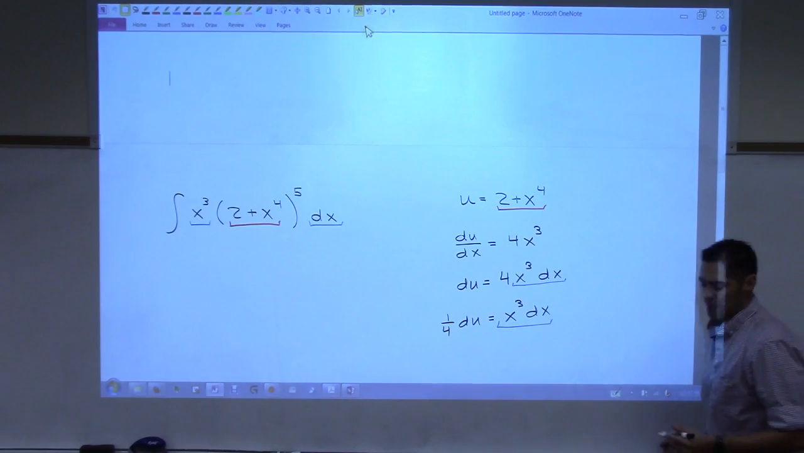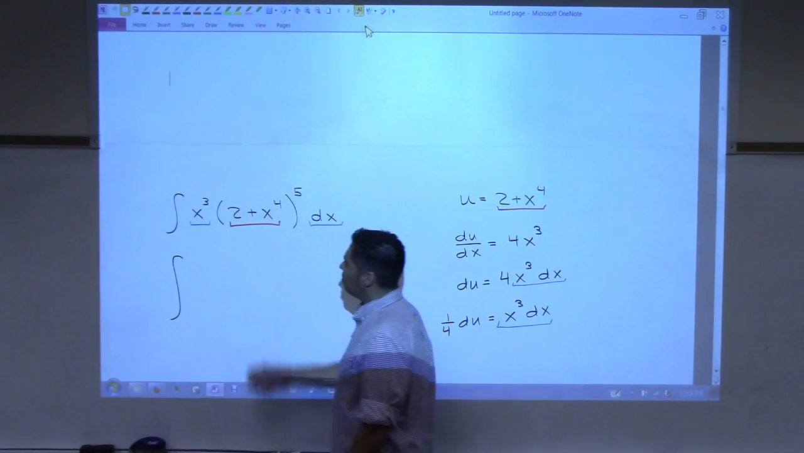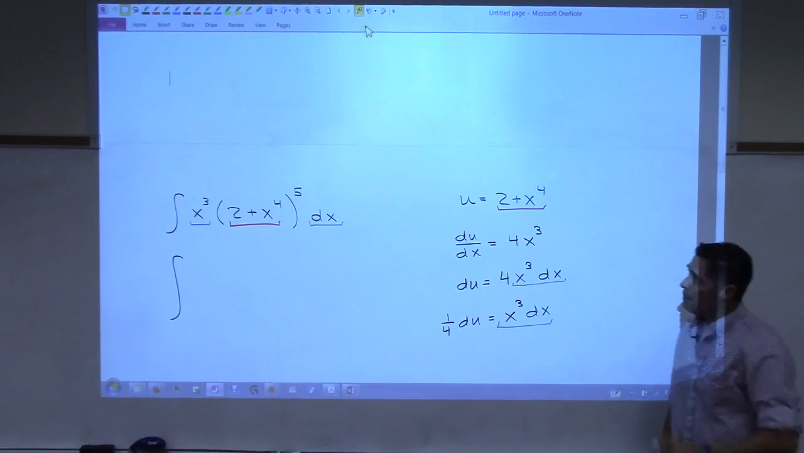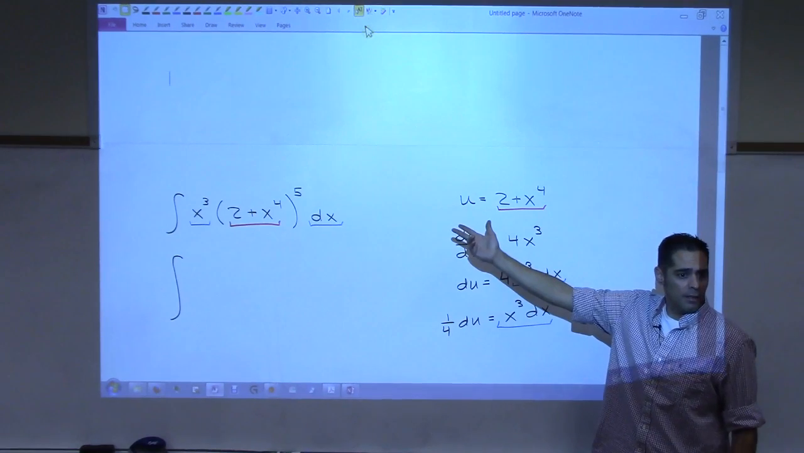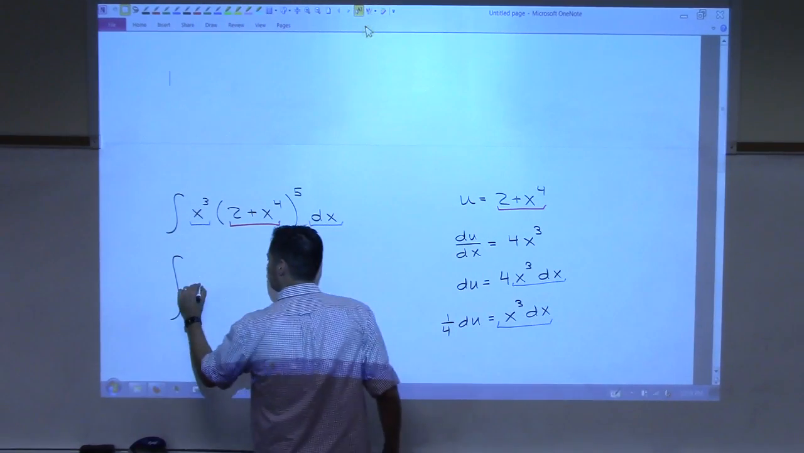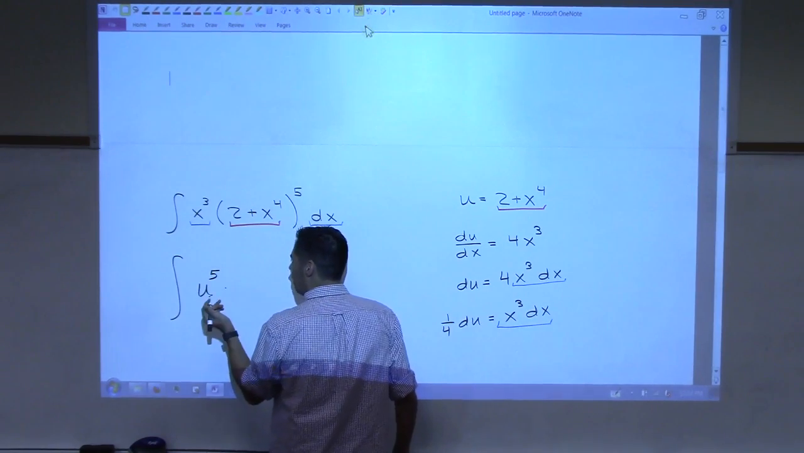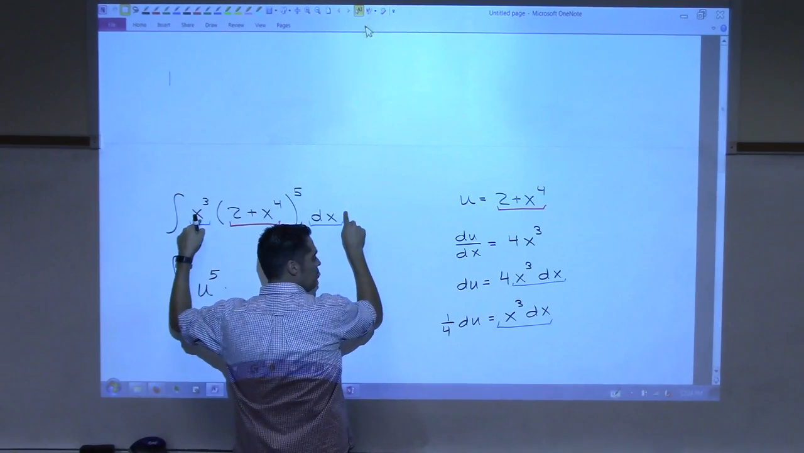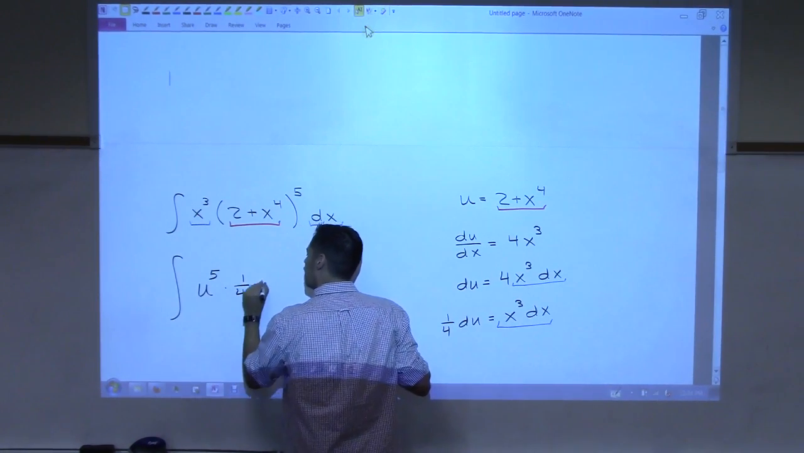All right, so let me rewrite this. This integral now becomes, I'm going to do the red part first. The red part is replaced with what? U, and it's still to the 5th power, right? So that's u to the 5th. And then this is multiplication. I can put the dot or not, but the blue part gets replaced with what? 1/4 du. So I'm going to put 1/4 du.